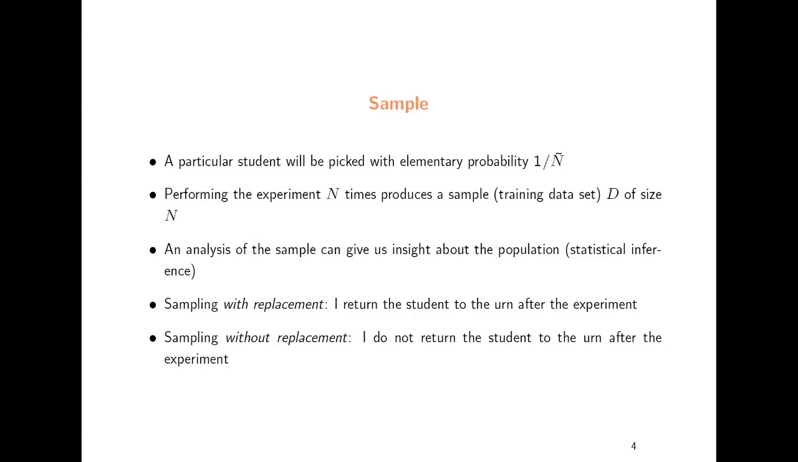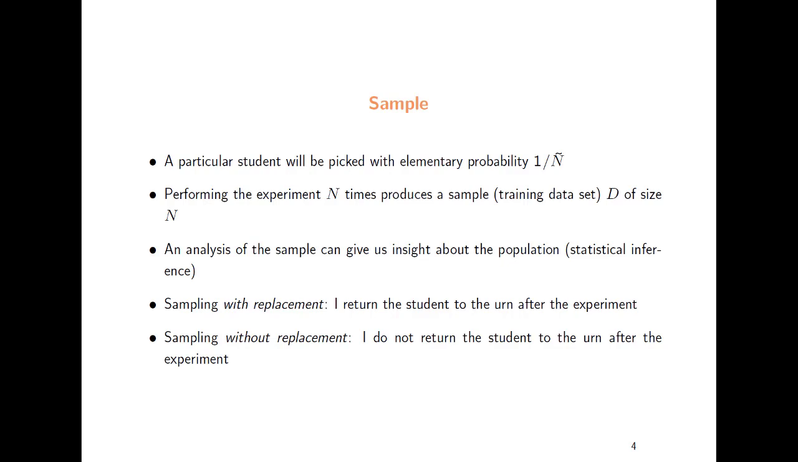If we repeat this experiment n times, this produces a sample. In our nomenclature, it would be the training data set, which we call D, of size n. So we repeat the experiment n times, and then we are studying the sample, and this can give us insight about the population. And this process of deriving information from the sample and then making statements about the population is called statistical inference.